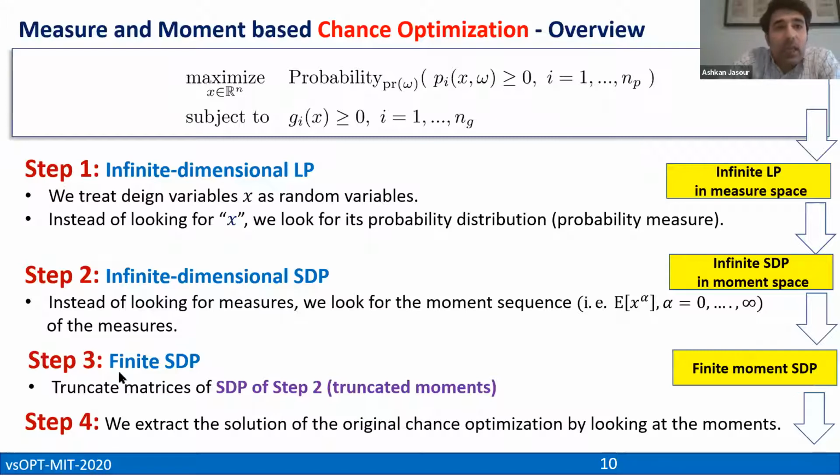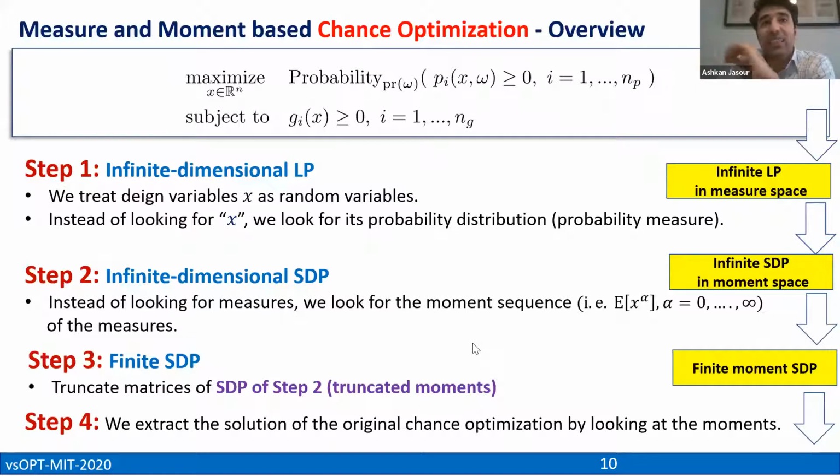And at the end, we are going to extract the solution of the original chance optimization by looking at the moments that we obtained by solving the finite moment SDPs. So these are the steps to solve chance optimization.